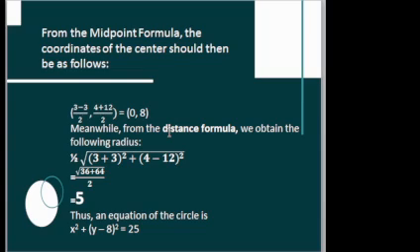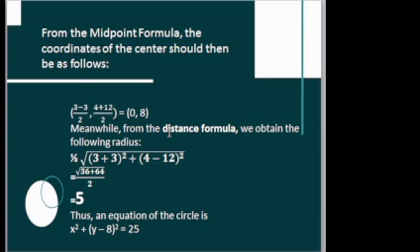sub 2 is 12. So if we are going to use the distance formula, we have x sub 1 minus x sub 2 squared plus y sub 1 minus y sub 2 squared. So we have 3 minus negative 3 is the same with 3 plus 3, and it will be squared. So 3 plus 3 is 6. Squared is 36 because 6 times 6 is 36. And 4 minus 12 is negative 8. And negative 8 squared is positive 64. Because negative 8 times negative 8 is positive 64.